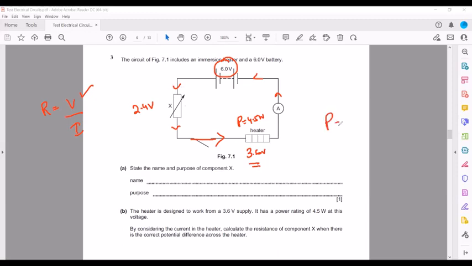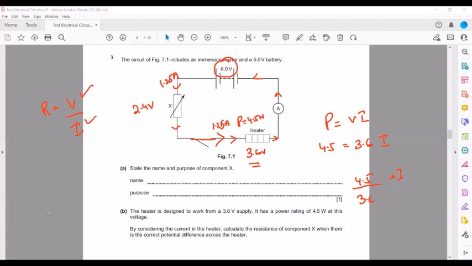So we'll use the formula P equals VI. P is the power, 4.5. V is the voltage, 3.6, and I is the current. 3.6 is multiplied on one side, so on the other side it will be divided. So 4.5 divided by 3.6 is 1.25 ampere. So 1.25 ampere is passing through the heater. The same 1.25 ampere will pass through component X because they are in series. So 1.25 ampere is the total current in the circuit.